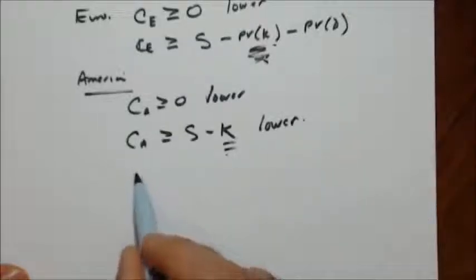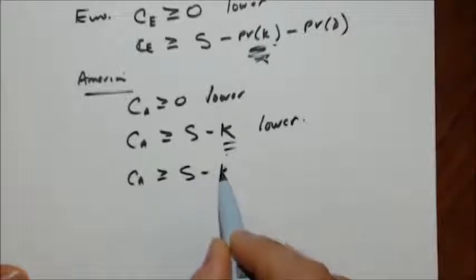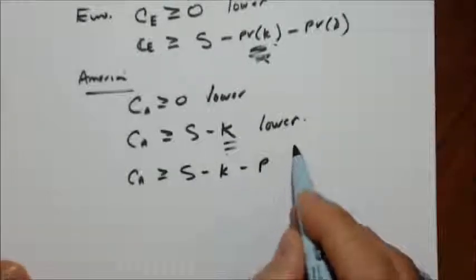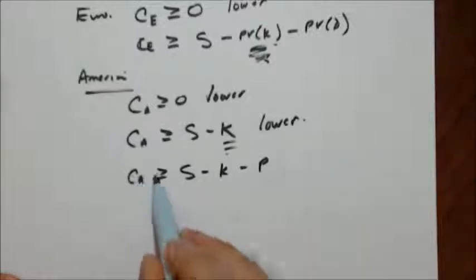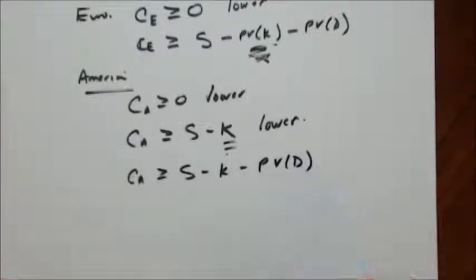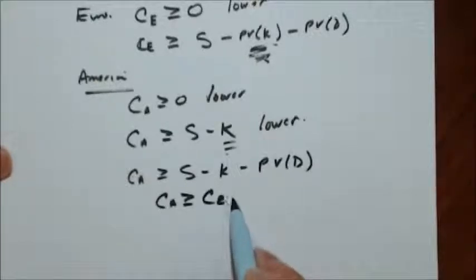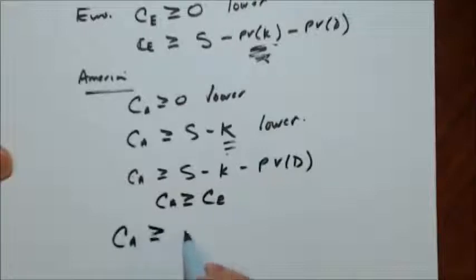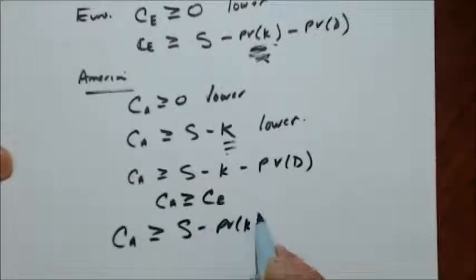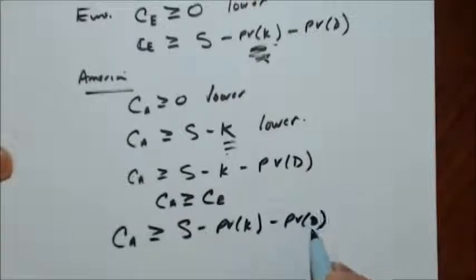Now, if we add in dividends, stock minus K minus the present value of dividends. We subtract out the present value of dividends because the dividends will be delayed. I mean, you're not going to be able to get your hands on a dividend right away if you own the call option. So it's the present value of dividends. And since an American call option is greater than or equal to a European, we can say CA is greater than stock minus the present value of K minus the present value of dividends.